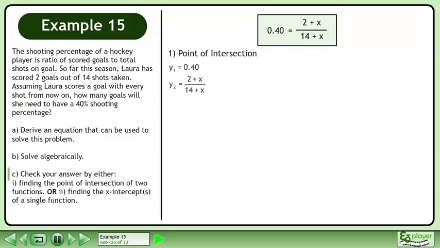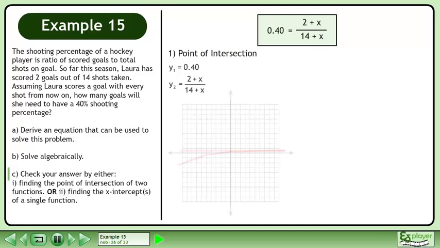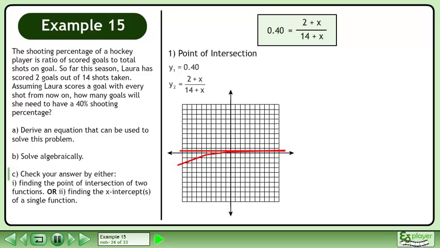First, we'll find the point of intersection by graphing the system of functions y1 equals 0.40 and y2 equals (2 plus x) over (14 plus x). Use your graphing calculator to draw the graph. The point of intersection is (6, 0.4).